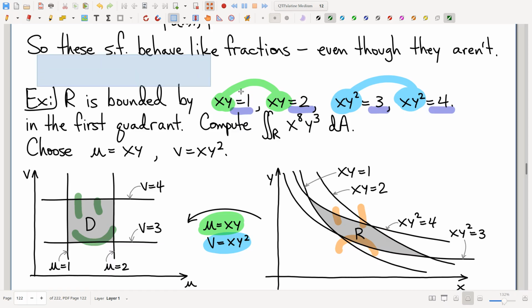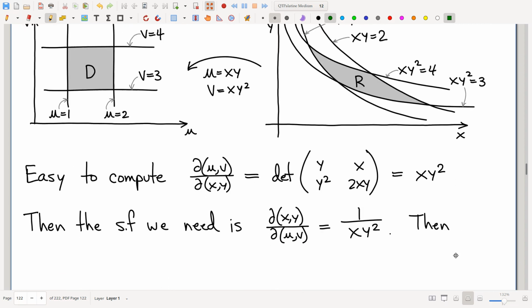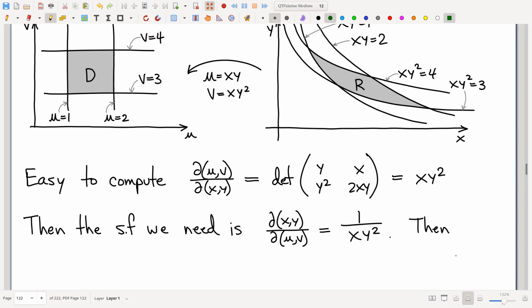All right, so really cool trick. Be on the lookout for this. Now there are some details yet to be dealt with. Of course, I need to know the stretching factor. And let's see here. I know how to write u's and v's in terms of x's and y's. I have that right there.